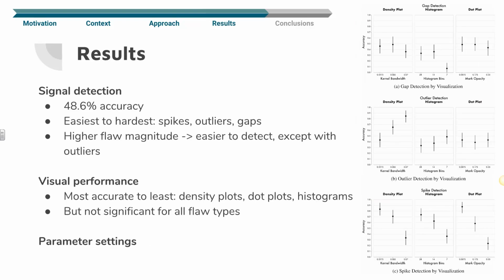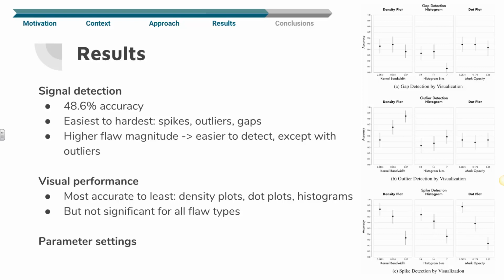So the results: overall for detecting flaws, they had about 50% accuracy across all of the things they tested. The easiest to detect were spikes in data. Middle was outliers, and the hardest to detect were gaps. And also, the higher the magnitude of the flaw, the easier it was to detect, except in the case of outliers.